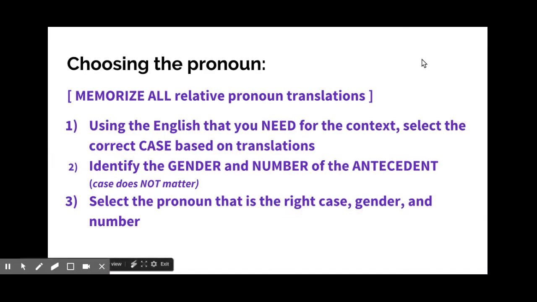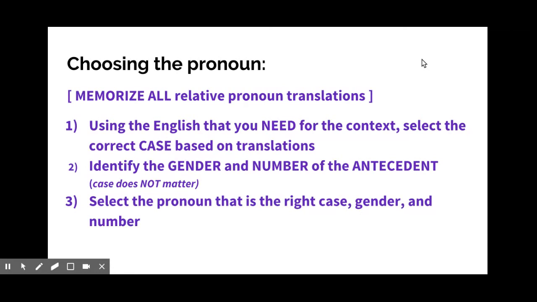In order to choose the correct pronoun when you are asked to provide one, there's a pretty simple 3-step process. But the entire 3-step process is predicated on the idea that you have memorized all of the translations of all of the relative pronouns. That you can look at an accusative relative pronoun and know that there has to be a verb or a preposition in front of it. That you know that a genitive pronoun form like cuyos needs to be translated of which. So let's assume that you've memorized all your forms and all your translations.